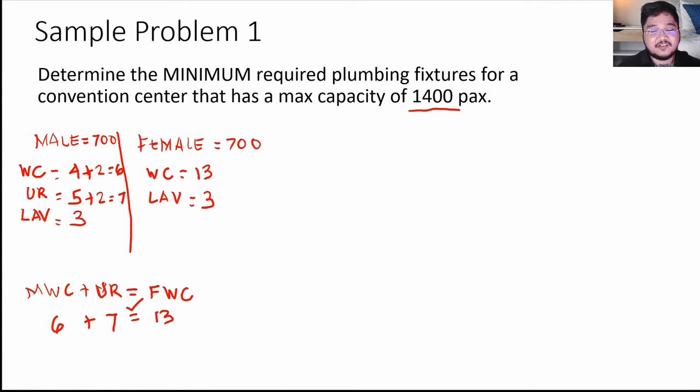Okay, so as much as possible, class, if this happens and the male is lacking, you just spread out the additional fixtures. So now you have your answer as to how many plumbing fixtures are required for this type of building.